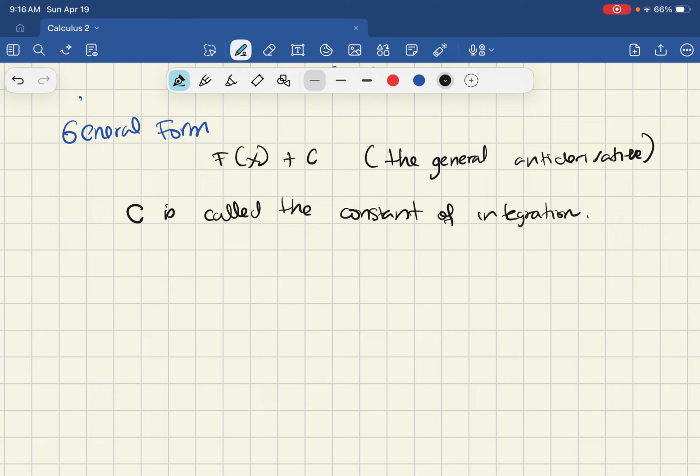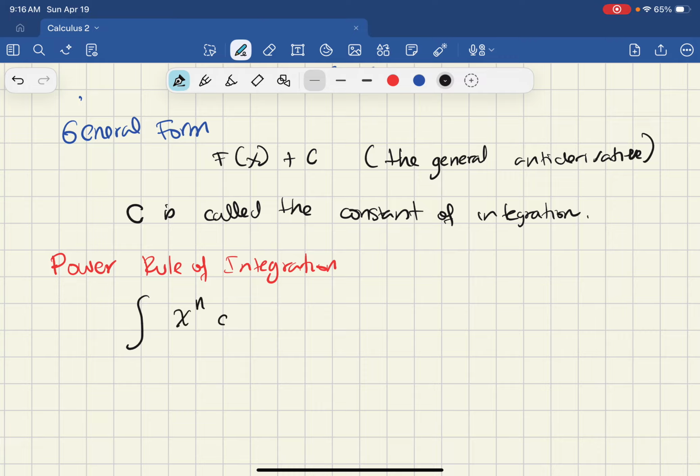Now, let's jump into the different rules that we have for integration. So let's look at our first rule. This is the power rule of integration. Let's say you have the integral of x to the n with respect to x. We say that this is equal to x to the n plus 1, over n plus 1, plus C. The only issue right here is that n cannot be equal to negative 1.